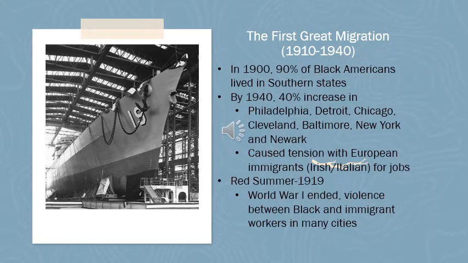First Great Migration between 1910 and 1940. In 1900, 90% of Black Americans lived in southern states. By 1940, there was a 40% increase in the population of Black Americans in Philadelphia, Detroit, Chicago, Cleveland, Baltimore, New York, and Newark, New Jersey. This often caused tension with European immigrants, mainly Irish and Italian immigrants, for jobs.